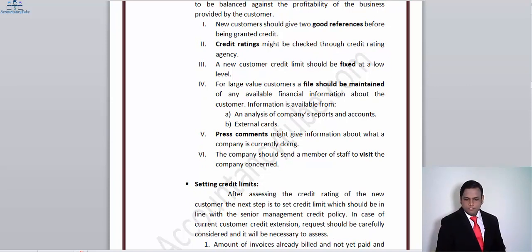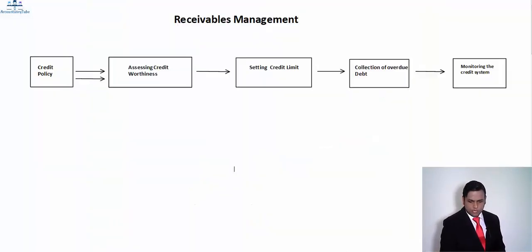After assessing creditworthiness, we are moving to our next box in the flowchart. As I have just told you, here it is. We just covered this area. Now we are moving towards the setting credit limit section.